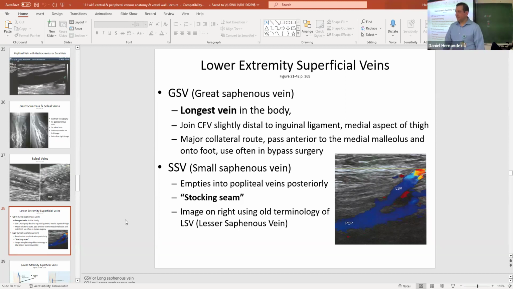Remember there's the GSV, up in the groin, the common femoral vein. It goes all the way from the groin, all the way down the leg to the foot. So it's the longest vein in the body.